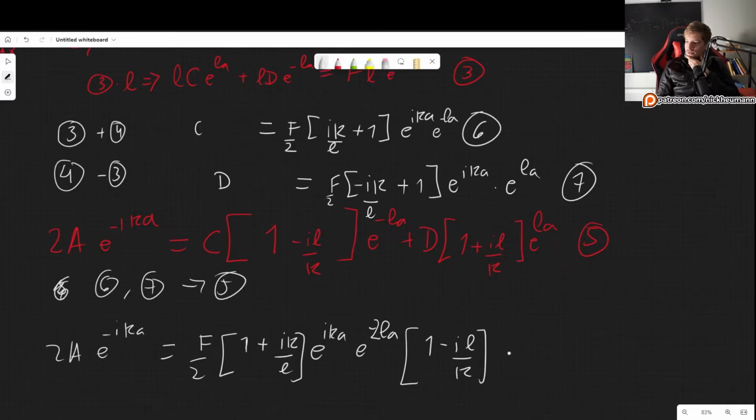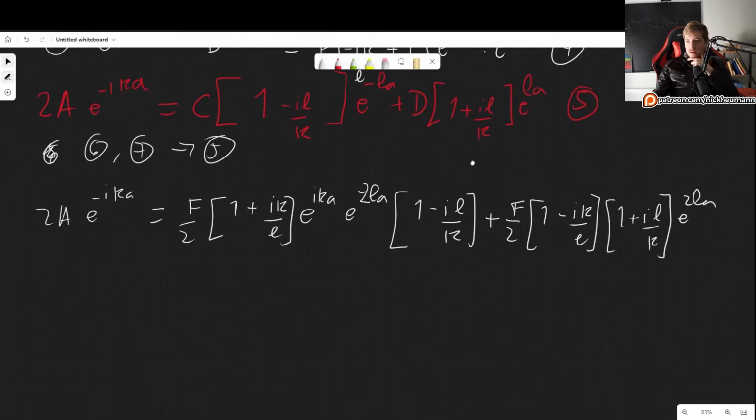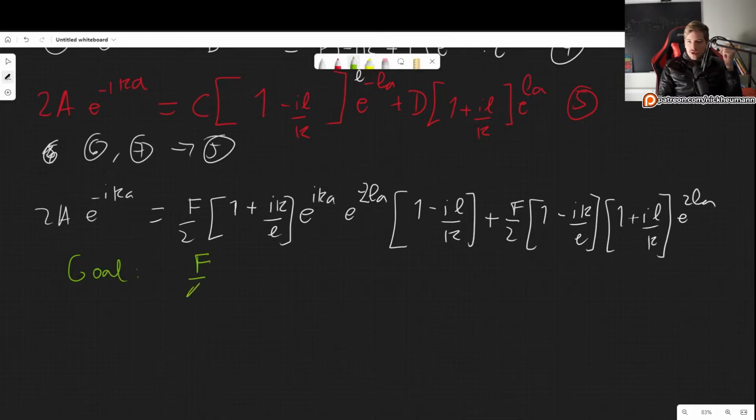Okay, now comes the D part. So we plug in D, so we get F over 2, 1 minus ik over L times 1 plus IL over K times e to the 2LA. Okay, so now we have an expression that only has F and a, and as you should remember, our goal is to find F over a squared, which is T.